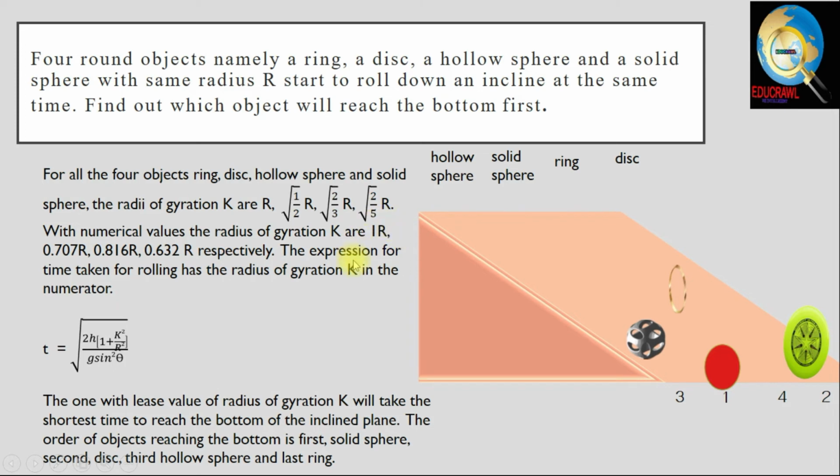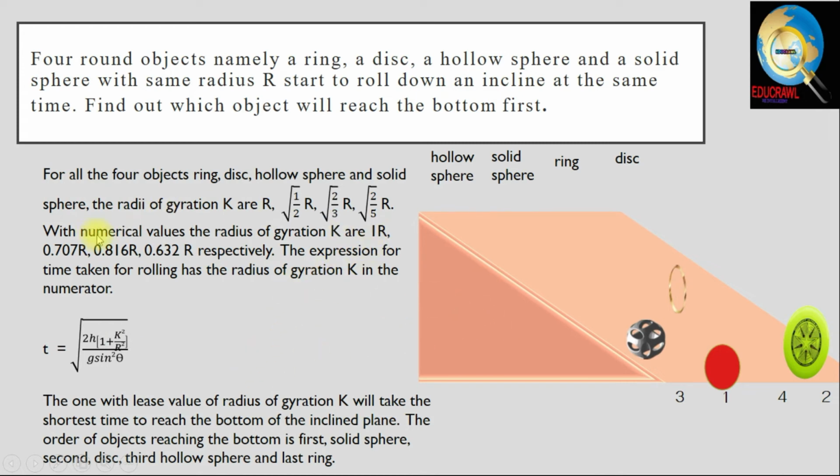And we know the time taken expression is given by t is equal to square root of 2h into 1 plus k squared by r squared, the whole divided by g sine square theta. If you look at this equation, k and t are both in the numerator, so both of them are directly proportional to each other. So as k increases, the time t increases.